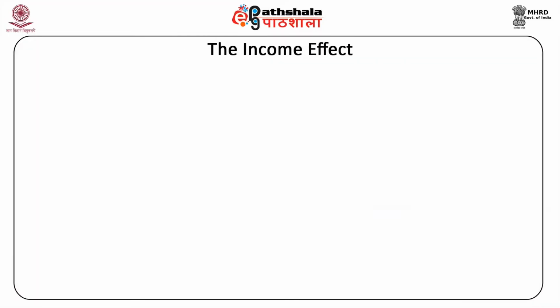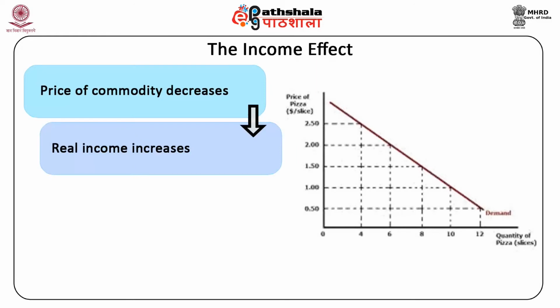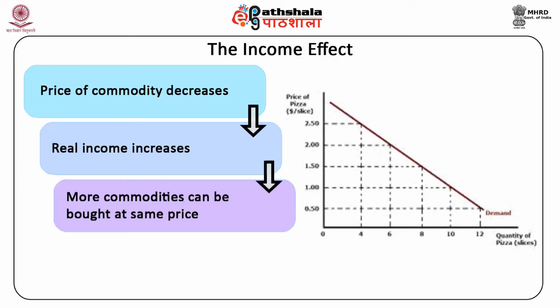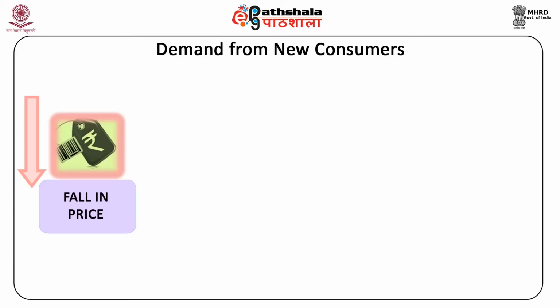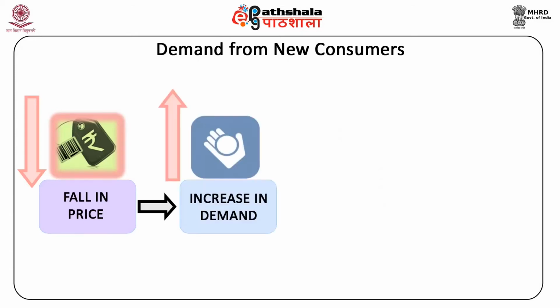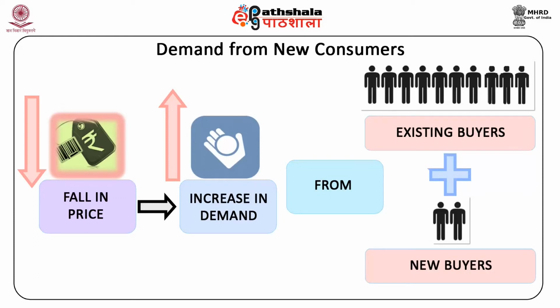Other things being equal, when the price of a commodity decreases, the real income or purchasing power of the household increases. The consumer can now buy more commodities at the same price. Hence, at lower prices, there is a greater demand for the commodity and so a downward sloping demand curve. When price falls, the demand for a commodity increases, not only from the existing buyers but also from the new buyers who were earlier unable to purchase at the higher price.